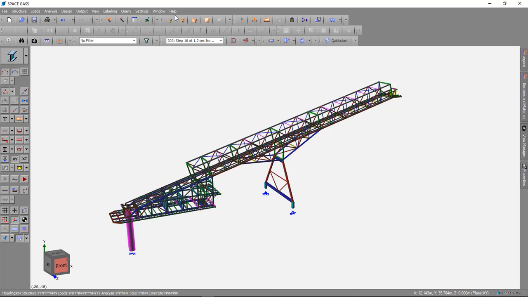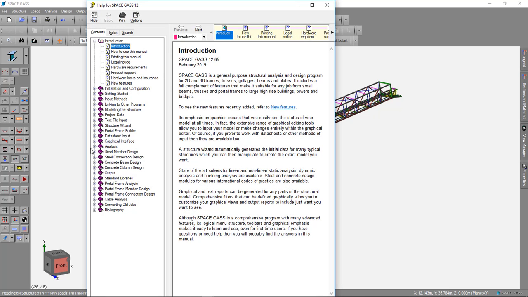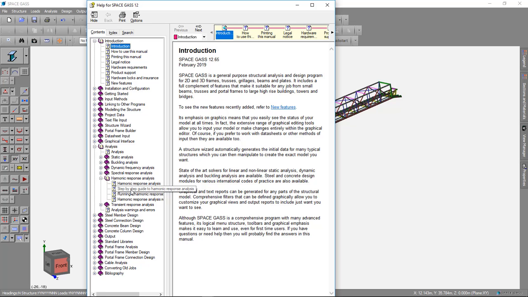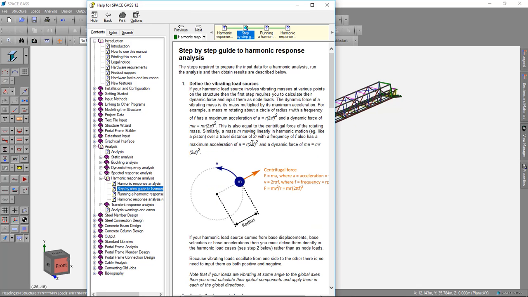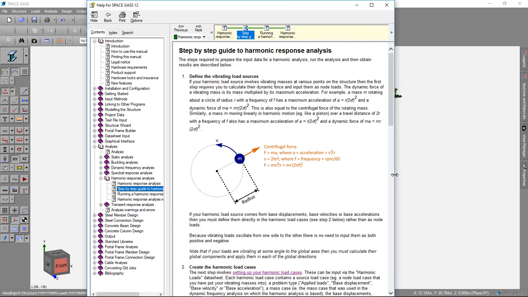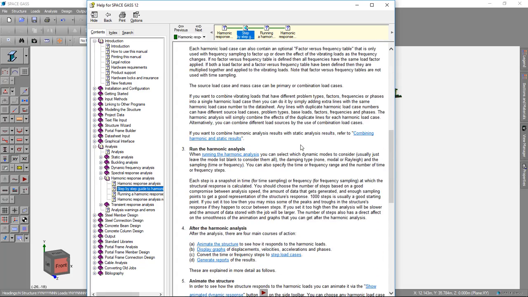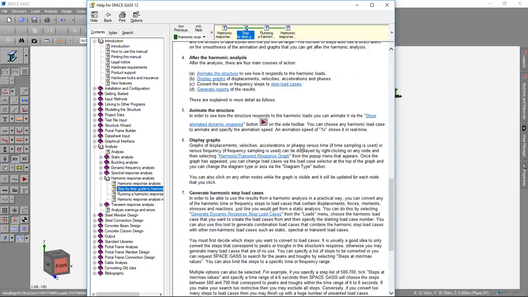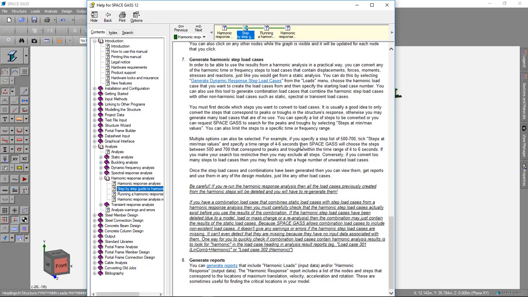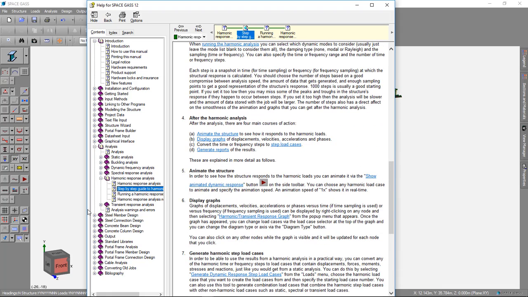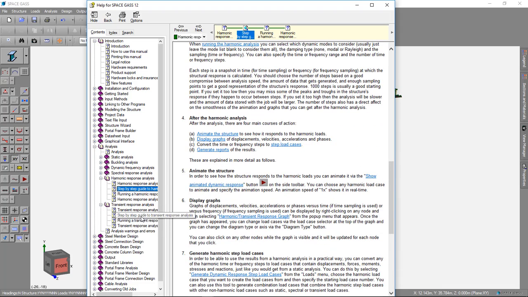So just to finish off, I'll just show you a section in the help system that you may want to read if you're looking for more information. So if you go to the analysis chapter and look at the step-by-step guide to harmonic analysis, it takes you step by step through all the steps that you have to follow to get to the end result. And there's a similar thing with the transient response analysis.